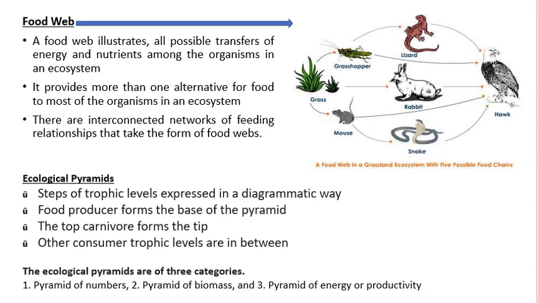Our next part is the ecological pyramid. It is nothing but steps of trophic levels expressed in a diagrammatic way. The food producer forms the base of the pyramid. The top carnivore forms the tip, and other consumer trophic levels are in between the food producer and the tip. The ecological pyramids are of three categories. They are pyramid of numbers, pyramid of biomass, and pyramid of energy or productivity.